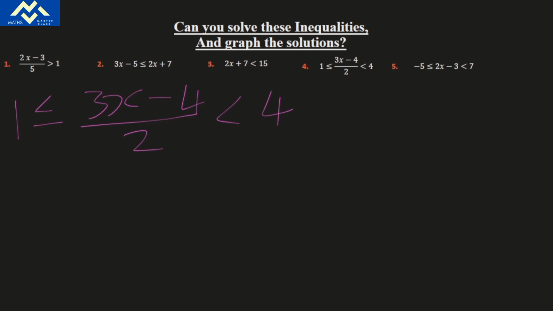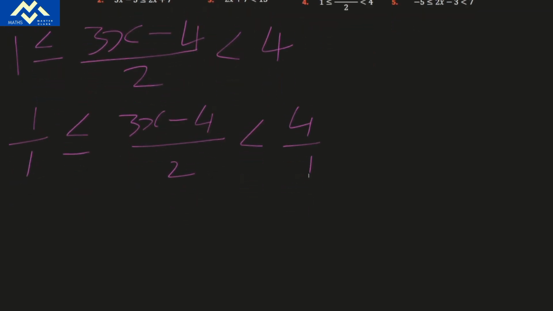The first thing we need to do is remove the denominator. To do that, we multiply every term by the LCM. To find the LCM, think of the whole numbers as fractions. That is 1 over 1, 3x minus 4, all over 2, and 4 over 1. The denominators are 1, 2, and 1. Their LCM is 2. Now multiply through by the LCM, which is 2.